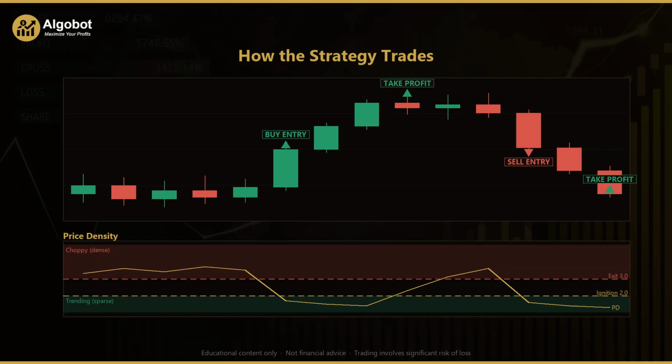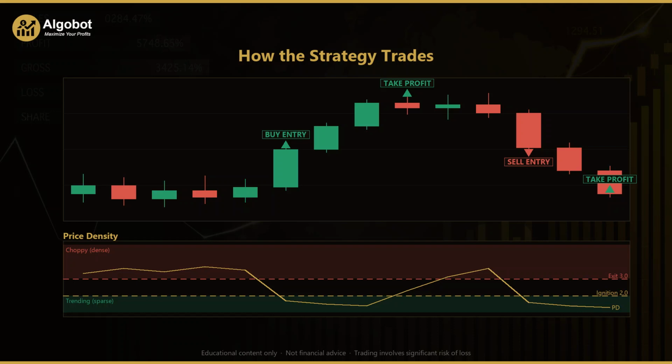It waits through the dense, choppy stretches when the gauge is high. It acts only when the density collapses through the ignition line, and it uses the window's own displacement and the position of the close to pick the side. Then it defines its risk with an ATR stop and target, and it will also step out early if the density re-expands back into chop before either level is reached. It's a disciplined, rules-based way of trying to separate genuine directional moves from noise.